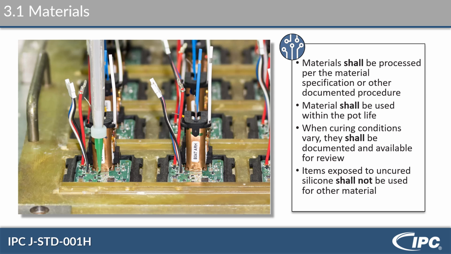Materials shall be processed per the material specification or other documented procedure. When curing conditions vary, they shall be documented and available for review. So say you have your parts in an oven and they're curing, held at a certain temperature for a certain amount of time to make sure that all the epoxies and all the glues are set.